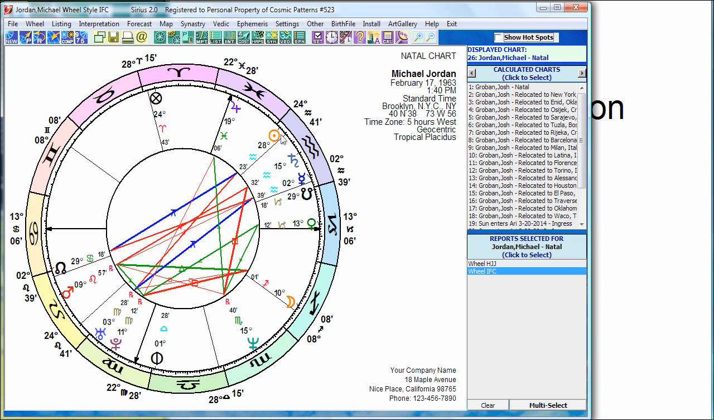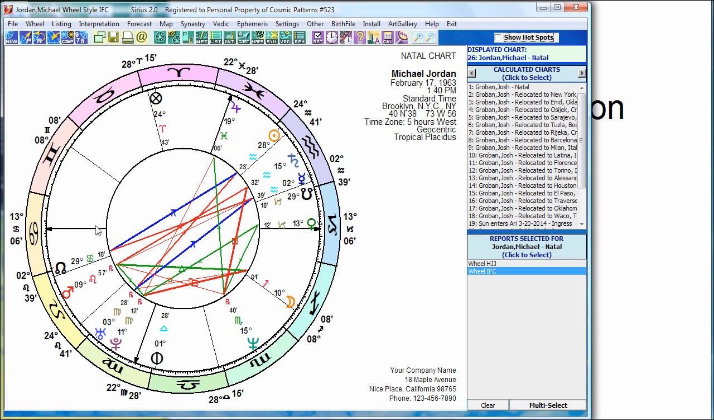So each planet affects a certain part of our personality. Let's take this one. This symbol here means Saturn. So Saturn is over here in this part of the sky. What part of the sky? And the sun is over here, not too far from Saturn. What part of the sky is that? Well, let me give you an idea.